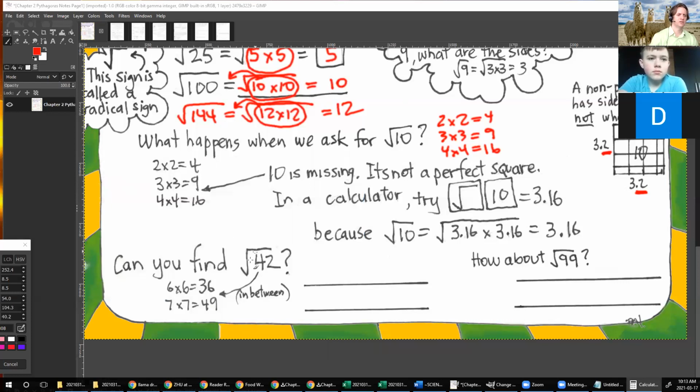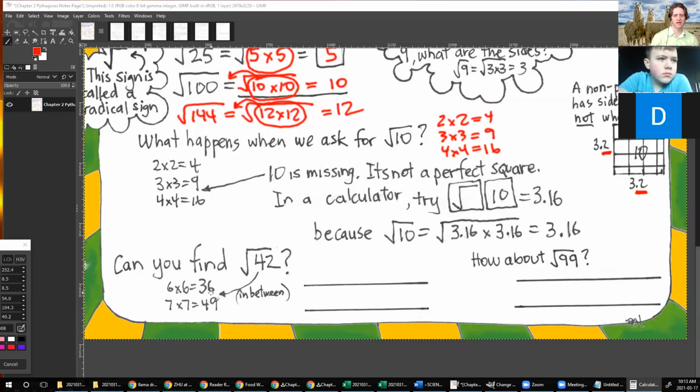All right, so here's your job: can you find the square root of 42? Well, the first thing I'm going to do is try some of my multiplications. 6 times 6 is 36. That's a little lower than 42. And 7 times 7 is 49. 42 is right between 36 and 49, so it's going to be in between somewhere, and I'm not sure where.